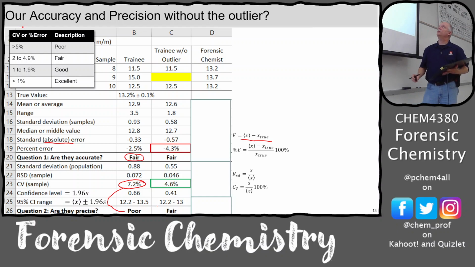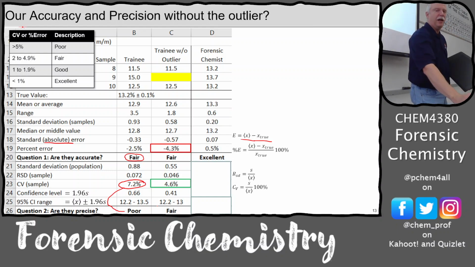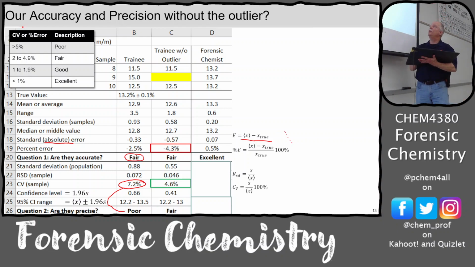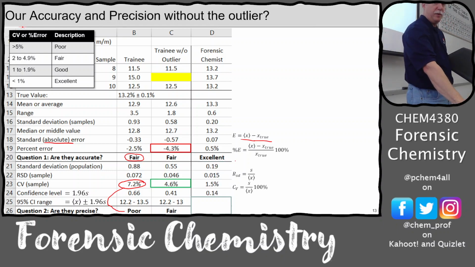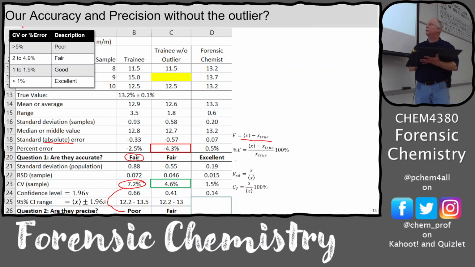So here's the forensic chemist stuff. We kept that 13.7. Here's our accuracy. So our mean was 13.3. Our true value was 13.2. So our absolute error was 0.07. Our coefficient of variation was 0.5. So less than 1% off. So that's fantastic. So we call that excellent accuracy. That's what we would expect from our seasoned professional.